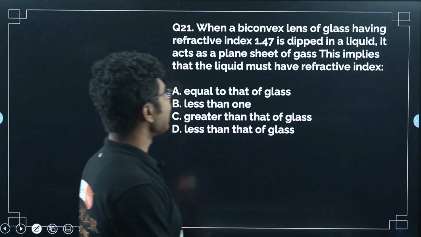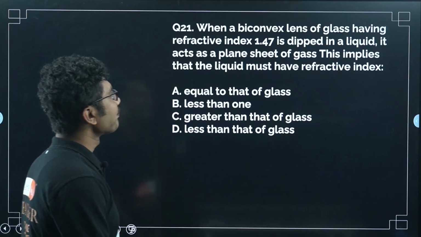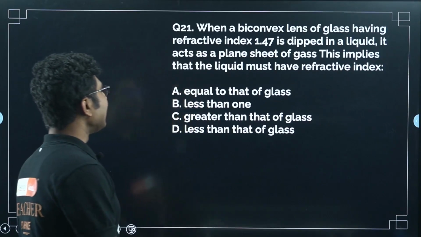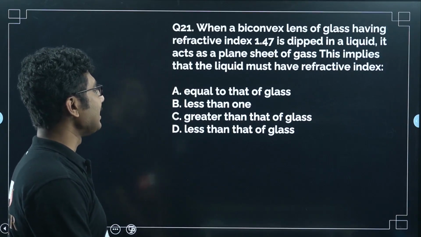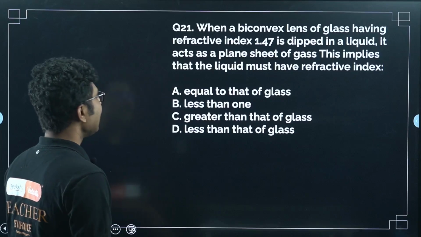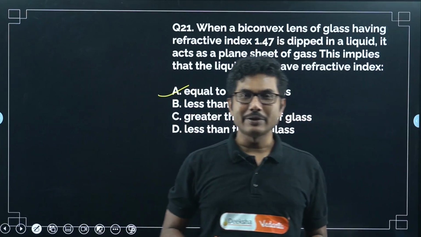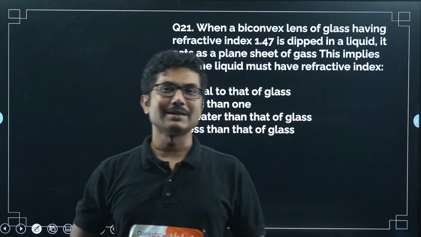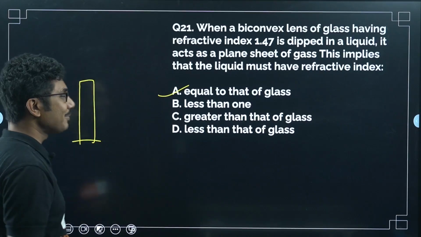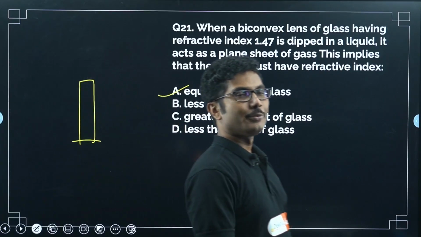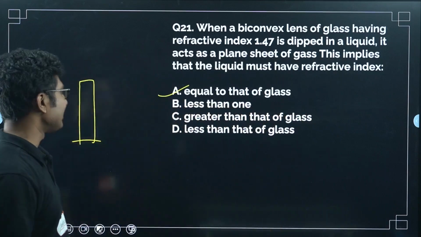When a biconvex lens of glass having refractive index 1.47 is dipped into a liquid, it acts as a plain sheet of glass. This implies that the liquid must have the refractive index equal to that of the glass. A convex lens, you dipped it into a liquid, it is behaving as a plain sheet of glass. Plain sheet of glass means it's a simple glass, right? So the refractive index should be equal to that of the liquid. Then only it can behave like a plain sheet of glass.